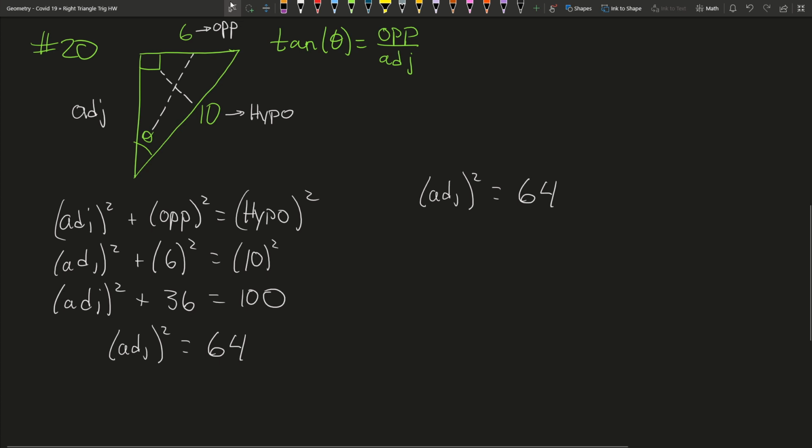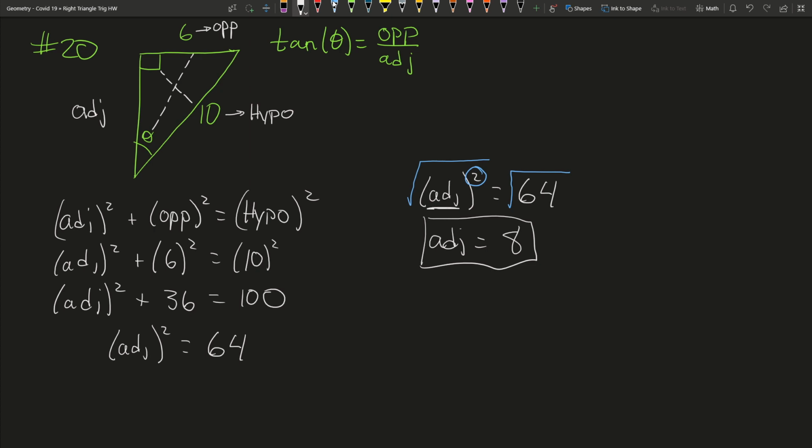Now, in order to get just adjacent by itself, so we just want the inside of that parentheses. We don't want the squared. In order to cancel out that squared, we have to take the square root. And because we do that on one side, we have to do it on both. All right, so that leaves just the adjacent. And then the square root of 64 is 8.